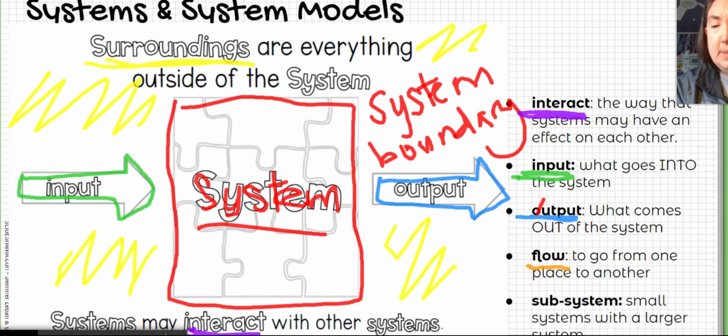And then subsystem. So subsystems are small systems within a larger system. So a way to think about this might be your whole body is a system. Within our bodies, we have subsystems like our nervous system, our muscular system, our skeletal system. So they're the parts that make up a bigger part.